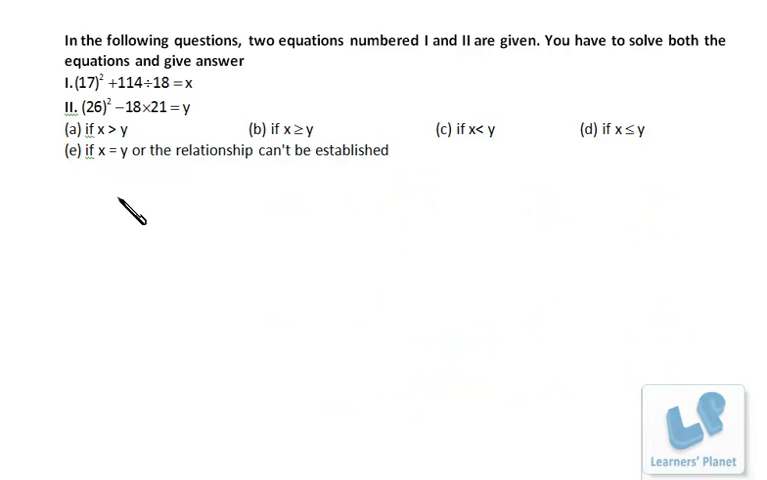In this question, 17 square plus 114 divided by 18. 17 square is 289 plus, so it's 114 divided by 18 is what, 57 by 9, or I can say it's precisely 19 by 3, right? That's the value of x, okay?